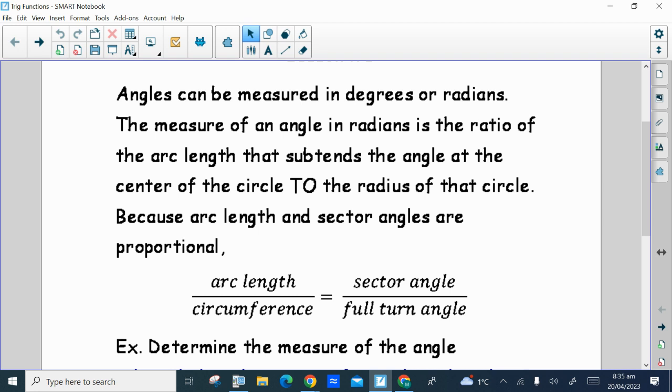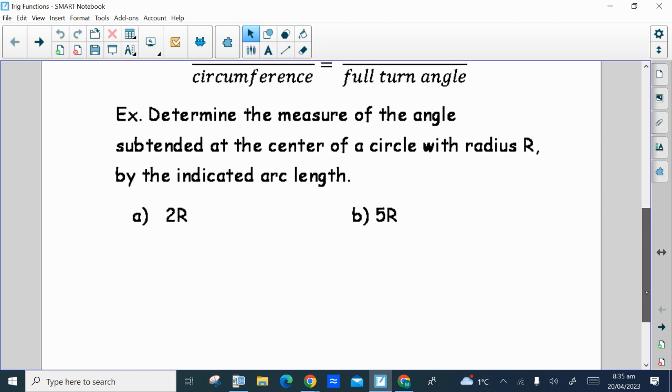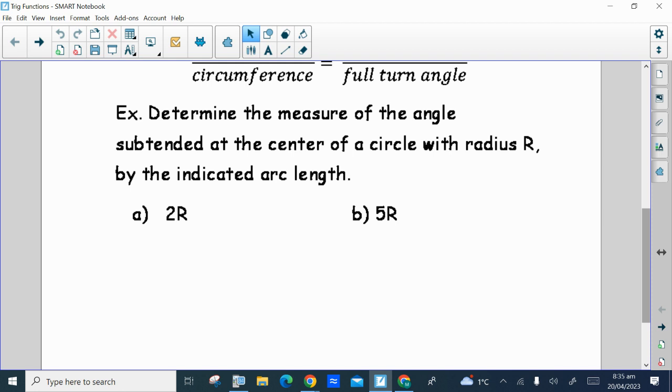So the ratio of the arc length over the circumference, which is the full distance around the circle, an arc length right around 360 degrees, equals the ratio of the sector angle over a full turn angle, which again is 360 degrees. So we're asked to determine the measure of an angle subtended at the center of a circle with a radius capital R indicated by the arc length.